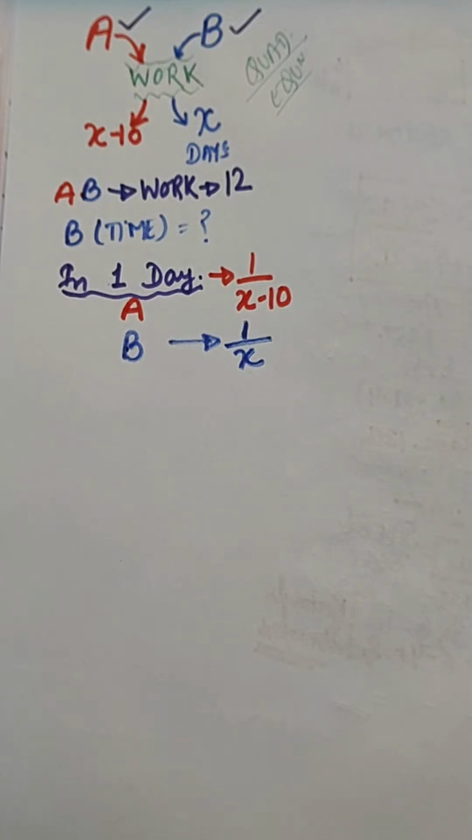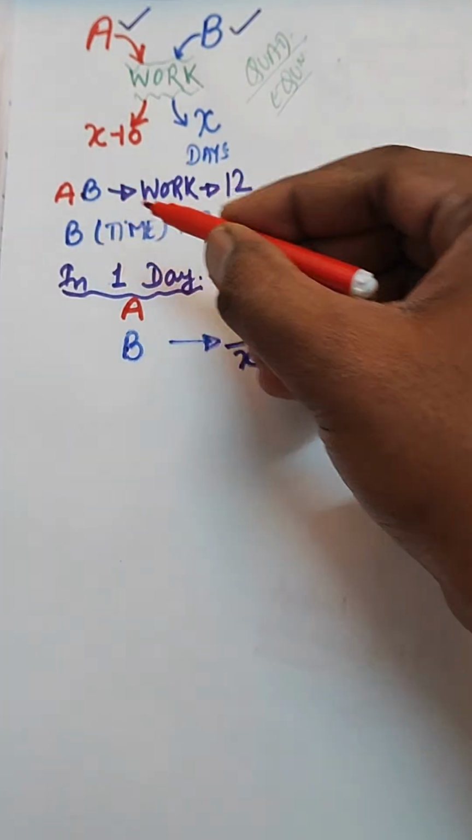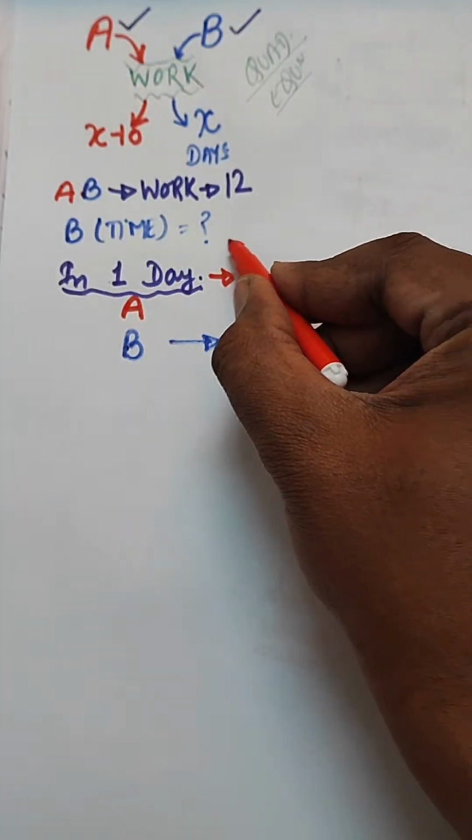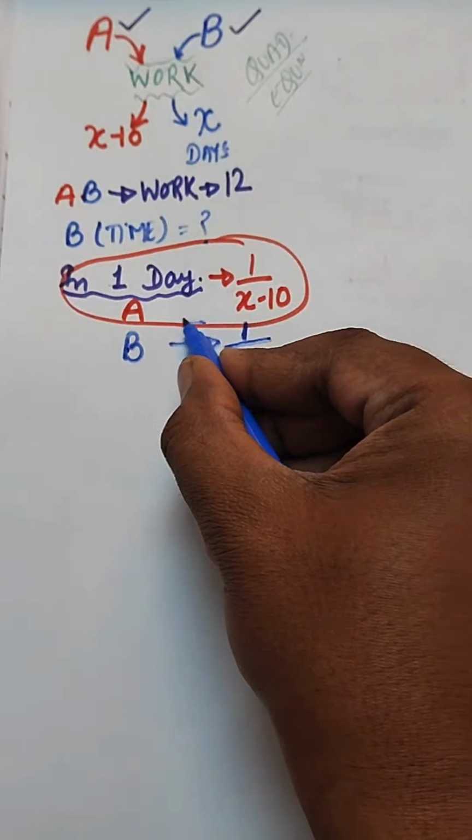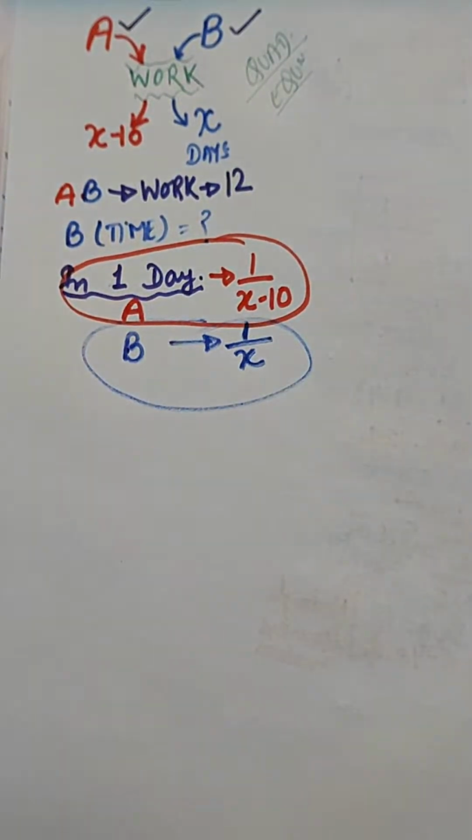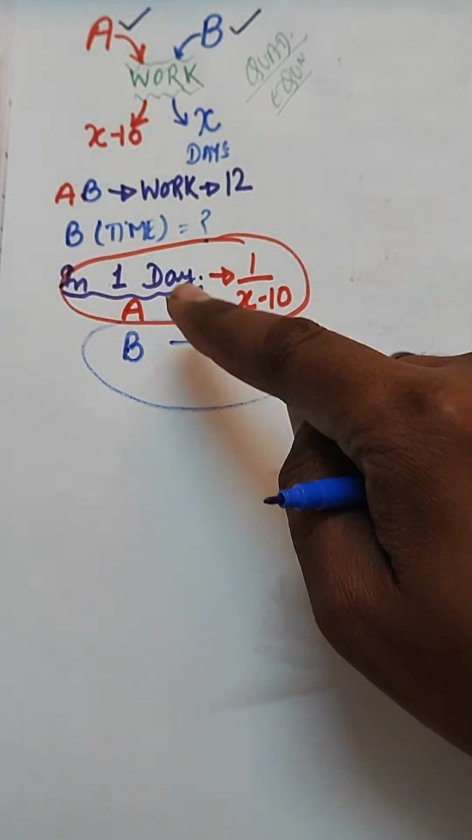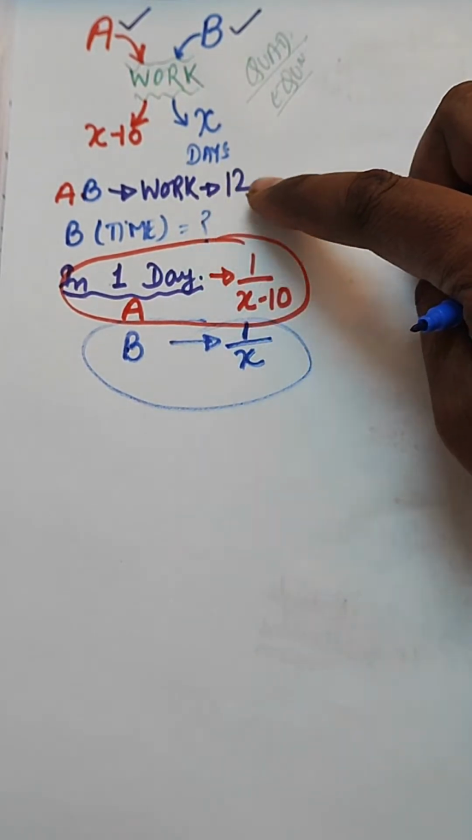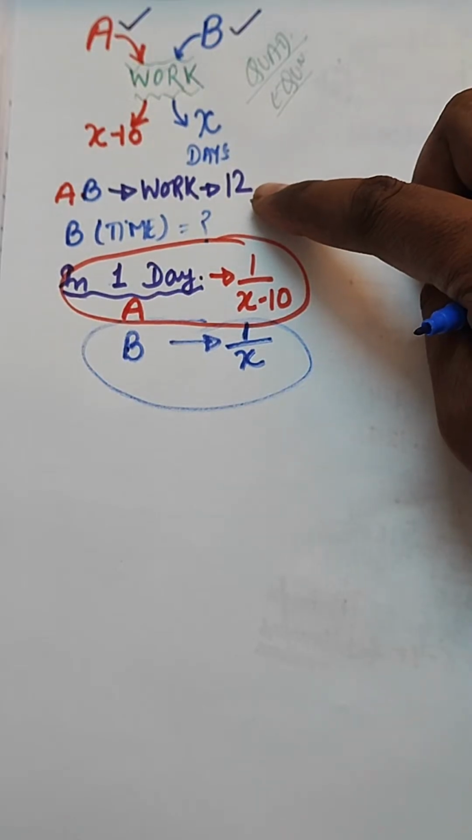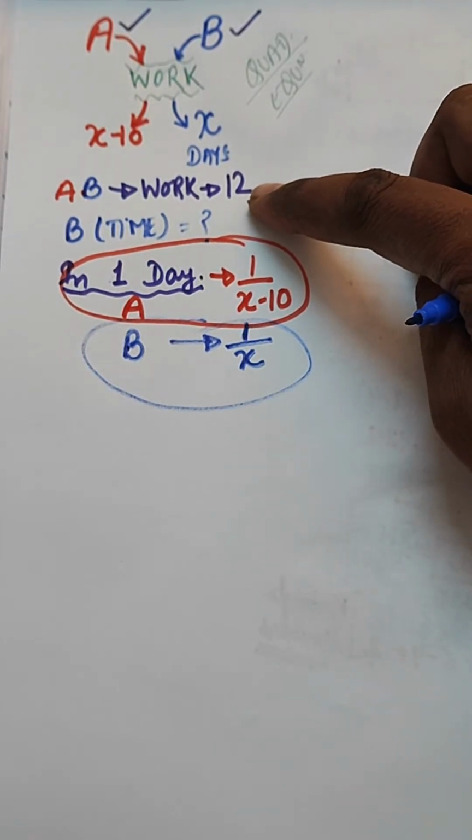Now, if they are working together, this is the one day work for A and this is the one day work for B. So can we say that one day work of A plus one day work of B will be equal to 1 by 12, because the one day work of A and B together is 1 by 12?